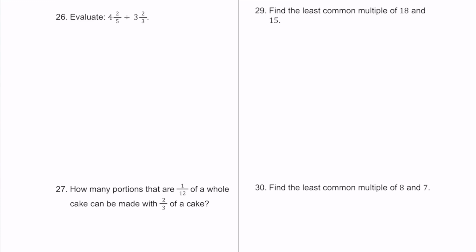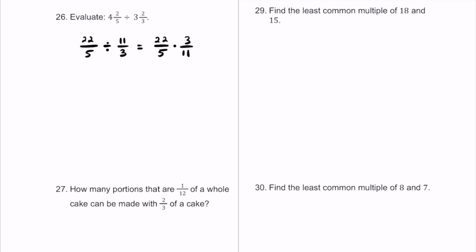So if we go ahead and take this 4 and 2/5, 4 times 5 is 20 plus 2. That's going to be 22/5. And we're going to go ahead and divide that by the second fraction, 3 and 2/3. 3 times 3 is 9 plus 2 is 11. So that's going to be 11/3. Now, again, we have another division problem, so let's keep this first fraction and multiply by the reciprocal of the second fraction, which is going to be 3/11.